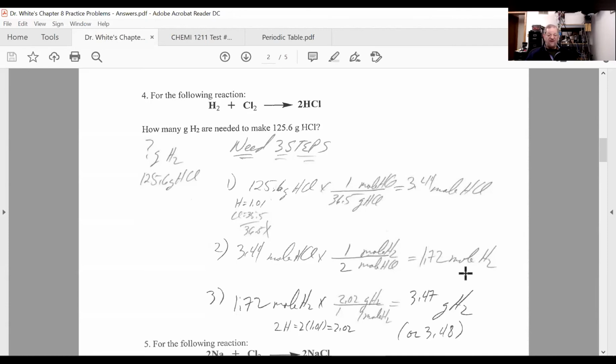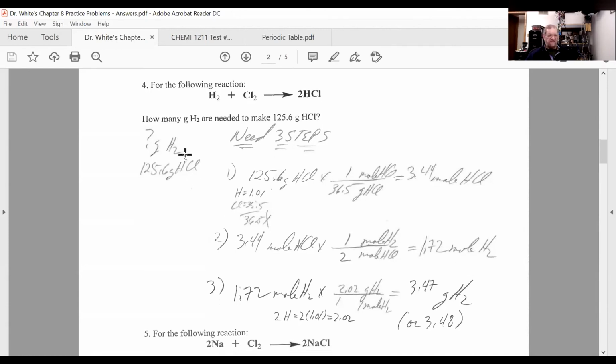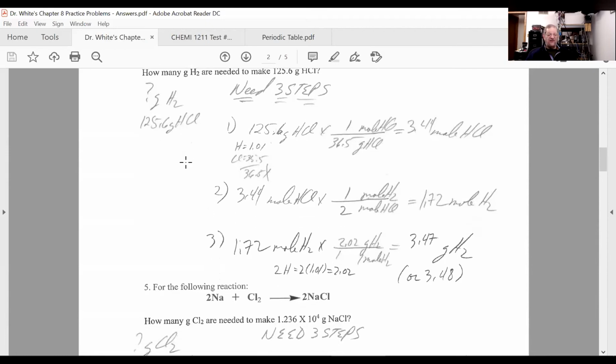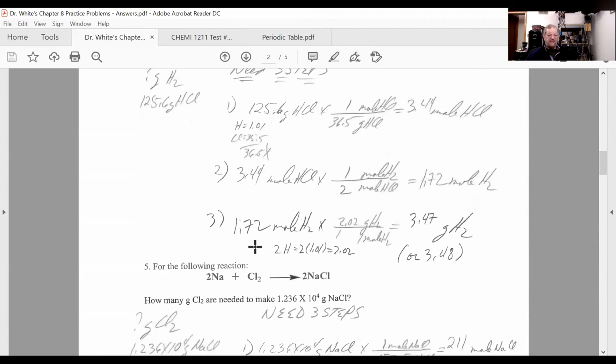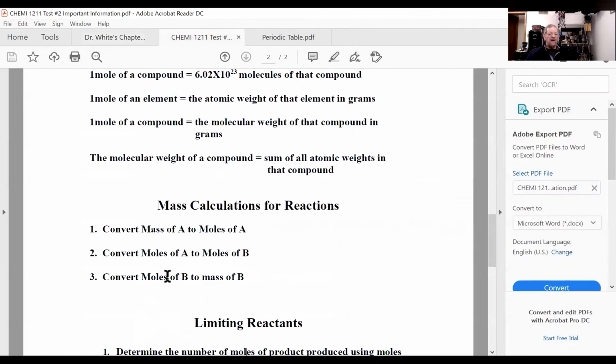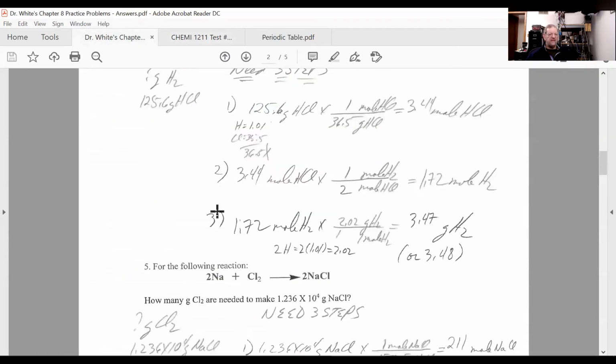But am I done? No, I have moles of hydrogen. I want to get the grams of hydrogen. So what do I do? I take my moles of hydrogen, step 3. Whatever we have in moles will now get their mass, which is grams. So I have moles of hydrogen. I want to get the grams of hydrogen.